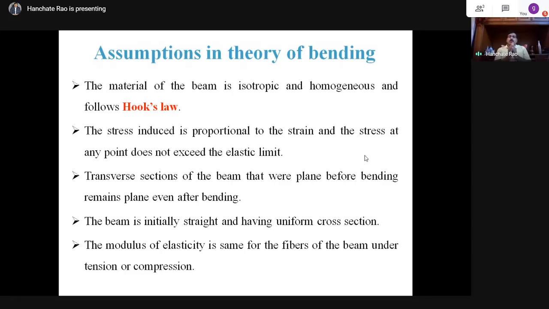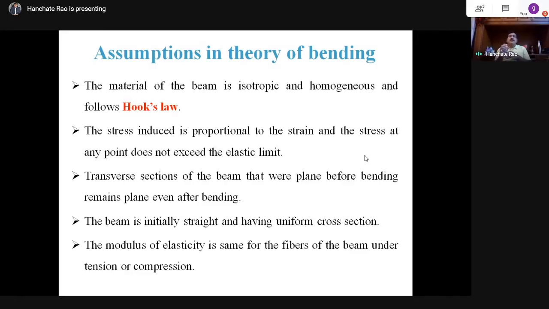The strain is proportional to the distance from the neutral axis, or otherwise the variation of the bending strain with respect to the depth of the beam is a linear variation. We are not considering any second degree variation or third degree variation. We are ignoring that. We are considering that the variation of the strain across the depth is linear. This is because of this particular assumption.